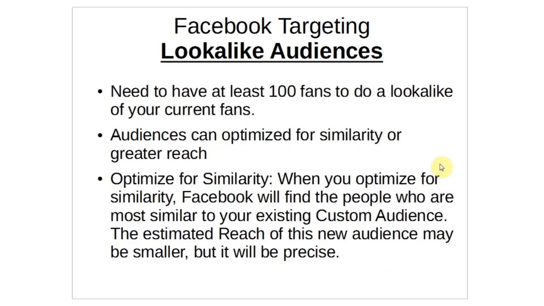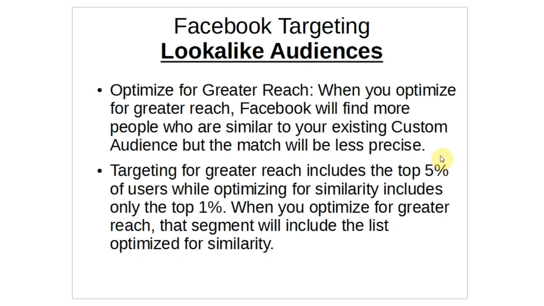You'll also need to have at least 100 fans to do a lookalike of your current fans. Audiences can be optimised for similarity or for greater reach. If you optimise for similarity, then Facebook will find the people who are most similar to your existing custom audience. The estimated reach of this new audience may be smaller, but it will be a lot more precise. If you optimise for greater reach, however, Facebook will find people who are similar to your existing custom audience, but the match will be less precise.